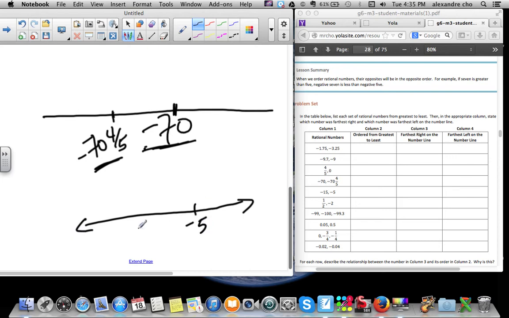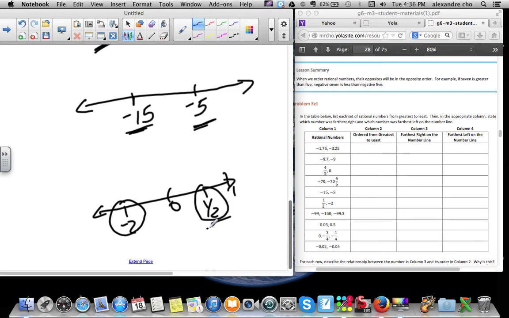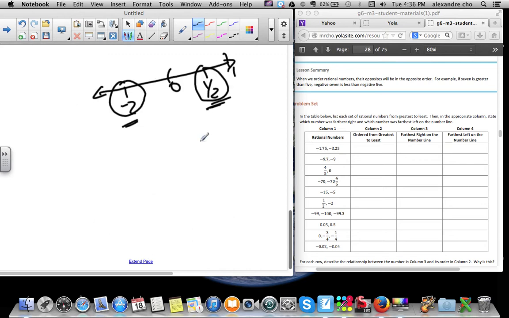Here's negative 5. Here's negative 15. Which one's the bigger number? This one. Which is the small number? This one. Negative 5 is on the right, and negative 15 is on the left. Next, half. If that's 0, that's 1, this would be half, and negative 2 is somewhere over here. We're comparing this number and this number. Which one is the bigger number? Half. Which one is the small number? Negative 2. To answer columns 3 and 4, half is on the right and negative 2 is on the left.